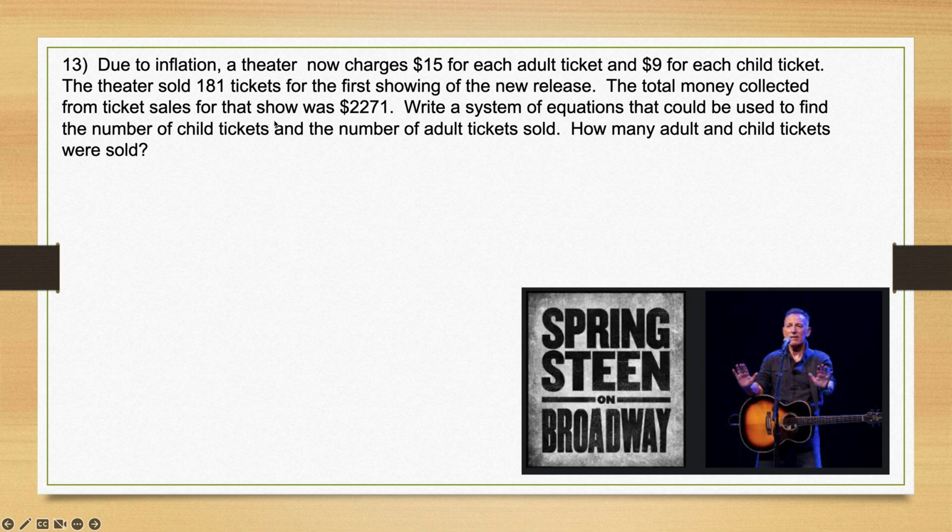Due to inflation, a theater now charges $15 for every adult ticket, a lot less than Bruce, and $9 for every child ticket. The theater sold 181 tickets, the first show of the new release. The total money collected from ticket sales was $2,271. Write a system of equations that can be used, and then find the number of adult and child tickets. Go ahead, stop and start. You know how this works.